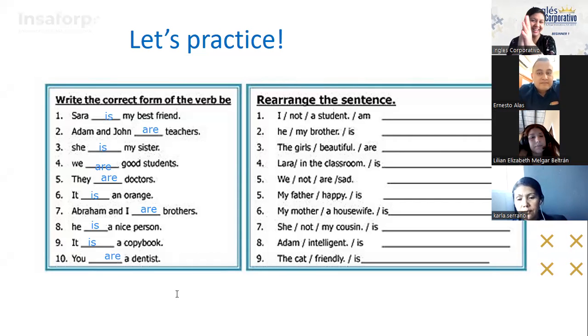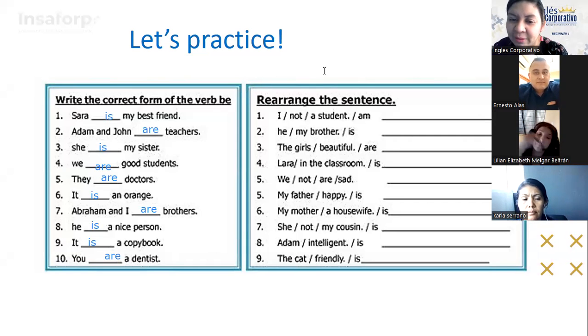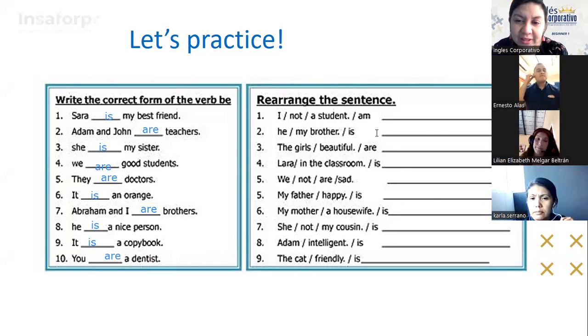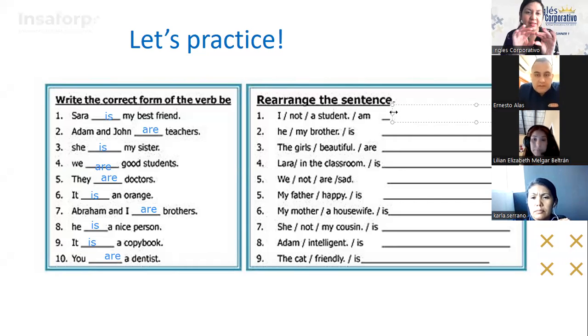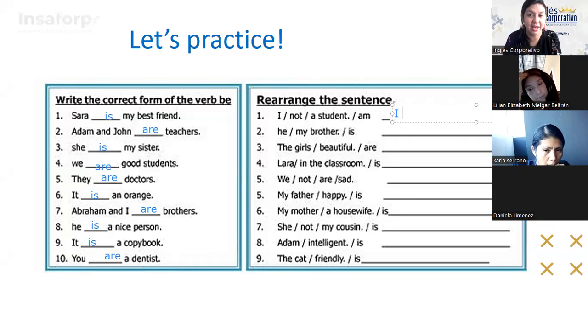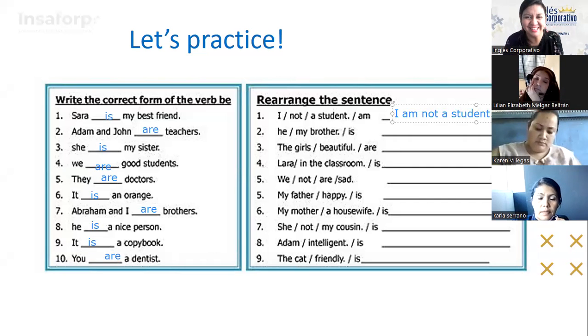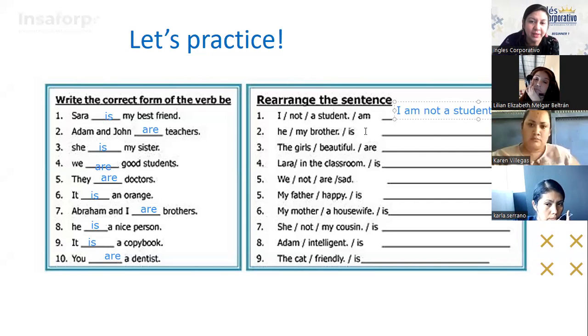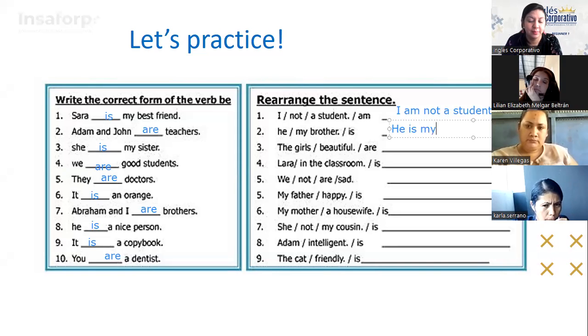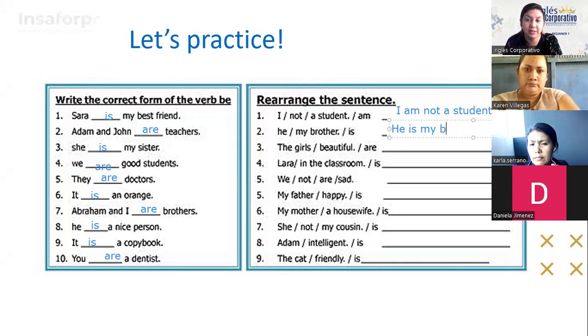It is. Excellent. Okay, rearrange the sentence. Muy bien, hagamos ese ejercicio, por favor. We do it in your notebook. For example, let's do the first. Tenemos, I'm not a student. ¿Cómo sería in order? I am not a student. Nice, exactly. That is the correct form. I am not a student. And the next one? He is my brother.